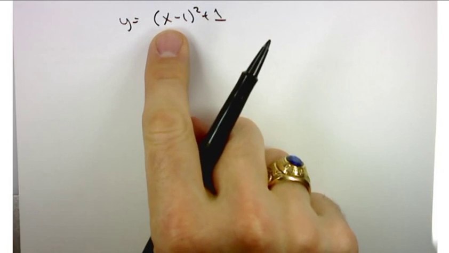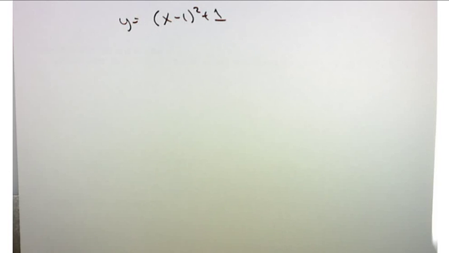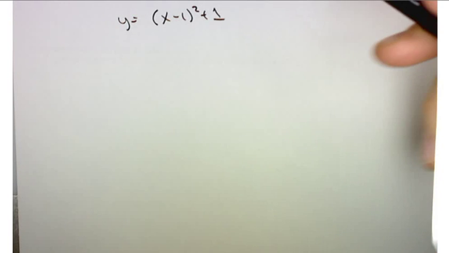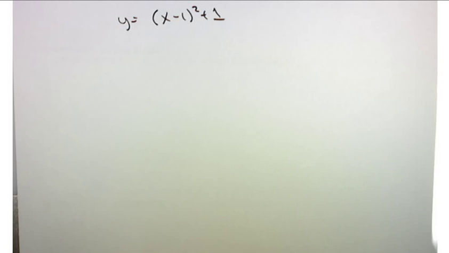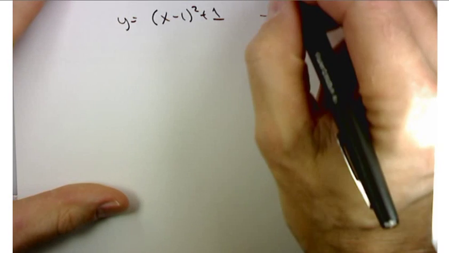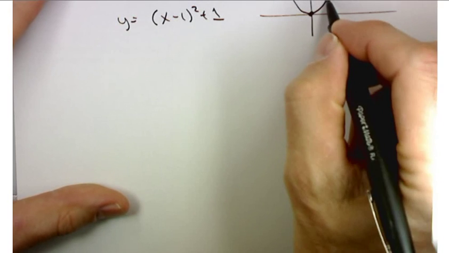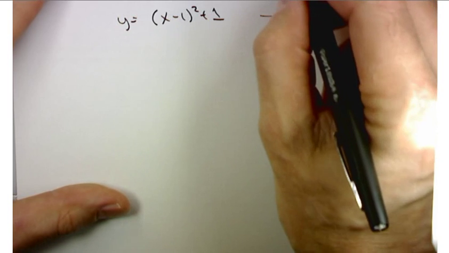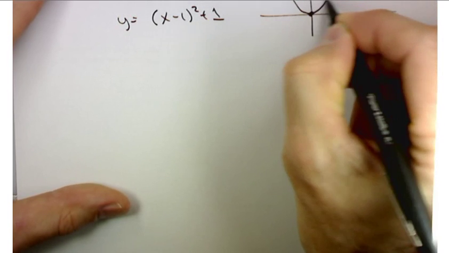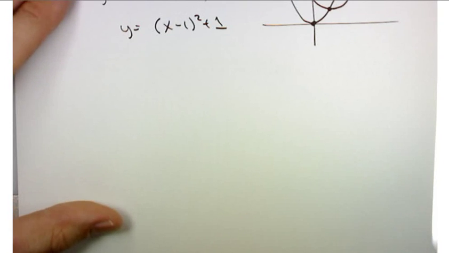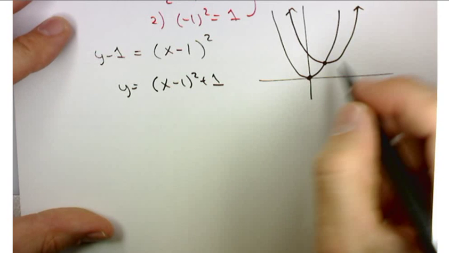Yeah, this is just like our shifting stuff, right? The -1 shifts to the right by 1 horizontally. This is a vertical shift, and there'd be a +1, so there'd be an up 1. So the vertex, which was at 0, 0, was here, has now been shifted to the right 1 and up 1. So you've got a vertex here. So something like that. So 1, 1.